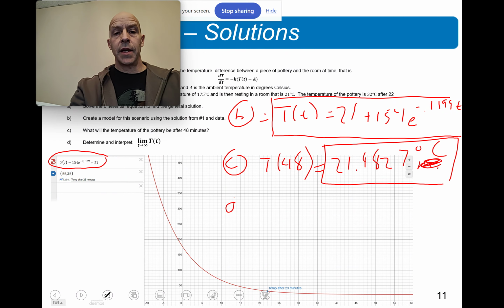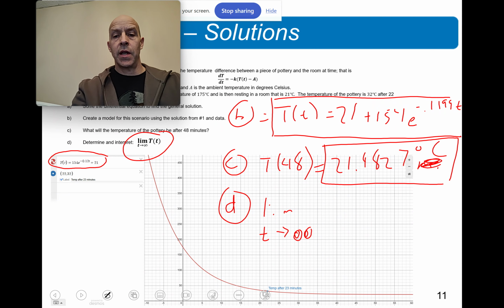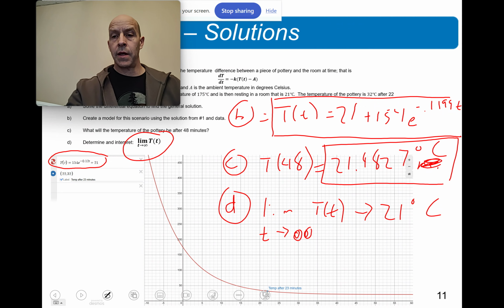And last but not least, I threw a limit in here. What's the limit of the T function as t goes to infinity? Well, that's pretty simple actually. If the ambient temperature is 21, let's say it stays that way. Oops, that's supposed to be an infinity. Then the limit's going to be 21 degrees Celsius. I think that's it.